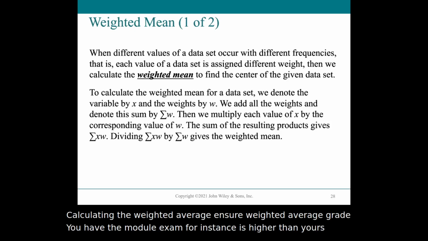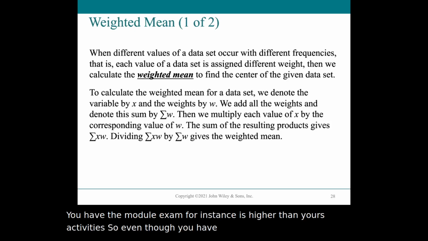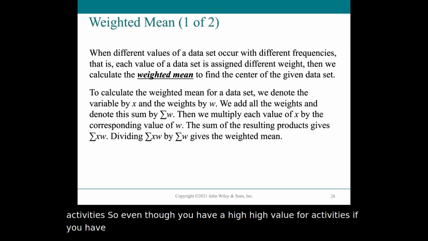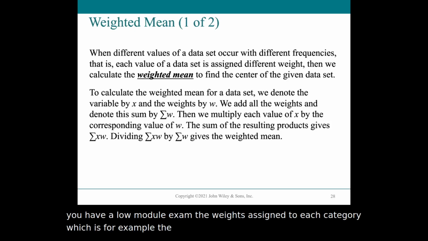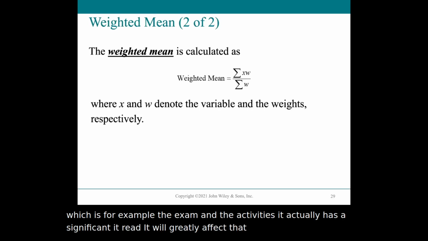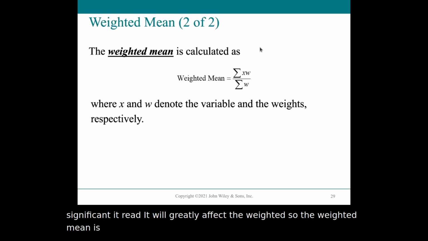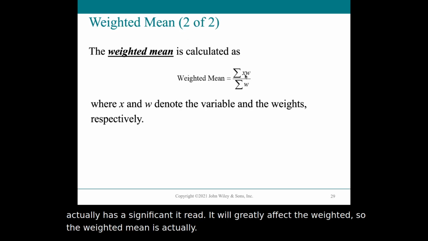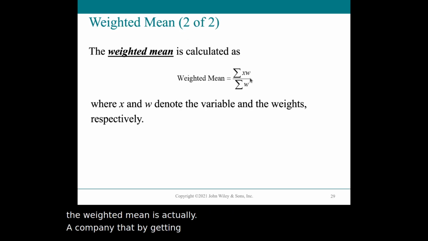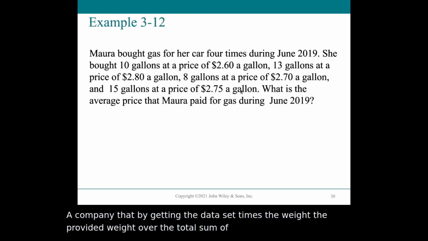So even though you have a high value for the activities, if you have a low module exam, the weights assigned to each category, for example the exam and the activities, will greatly affect the weighted mean. The weighted mean is calculated by getting the data times the provided weight, over the total sum of your weights.